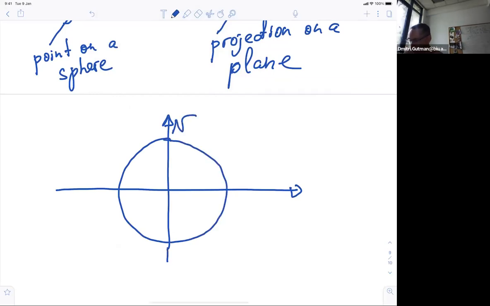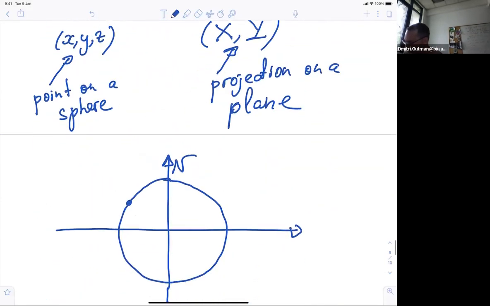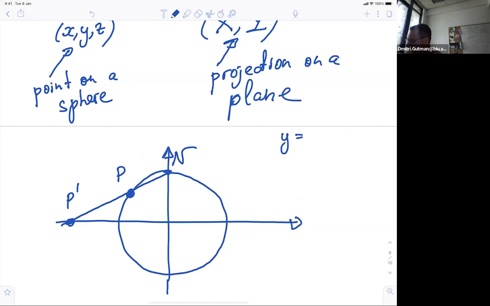This is the north pole. This is the point we called P. We are projecting this point onto the point P prime here. So this is the point P. This is the point P prime. And I choose a point, say with y equals 0, so this is on the x-axis. And the coordinate of this point is z.